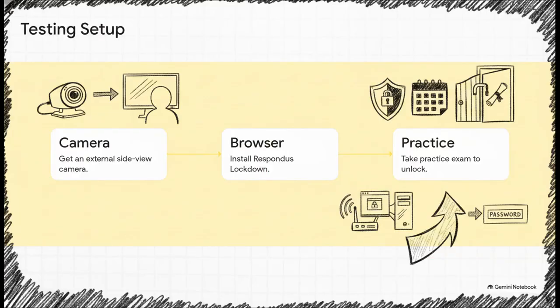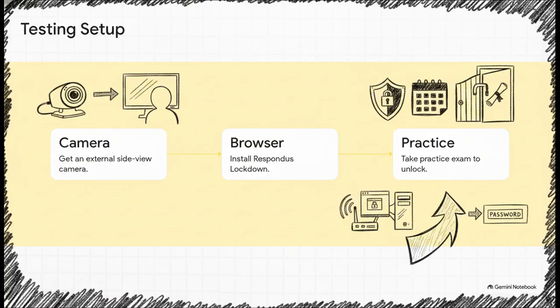So, how do we turn all these rules into an action plan? To actually get into your real exam, you have to prove your tech works by following 3 strict steps. Step 1, get that side view camera. Step 2, make sure you have the Respondus lockdown browser installed on a reliable computer with strong Wi-Fi.